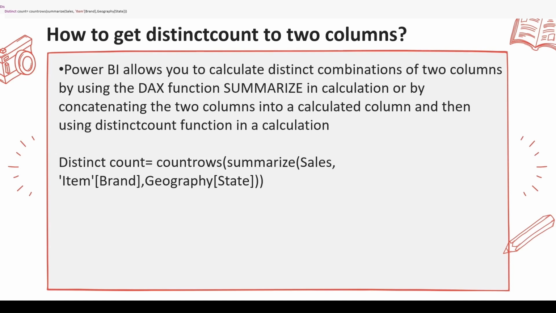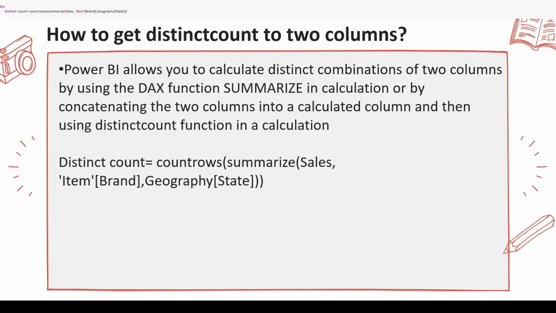So the answer is Power BI allows you to calculate distinct combination of two columns by using the DAX function SUMMARIZE in CALCULATE, or by concatenating the two columns into a calculated column and then using the DISTINCTCOUNT function in CALCULATE. So the easiest way is the DISTINCTCOUNT function. You say SUMMARIZE. You have to take the central table if they are coming from dimensions. Both of them are in this case coming from dimensions, item brand and geography. If they are coming from the same table, you can take that particular table.